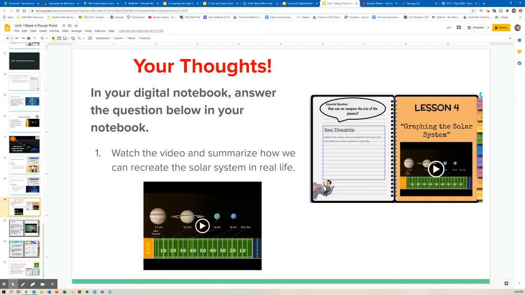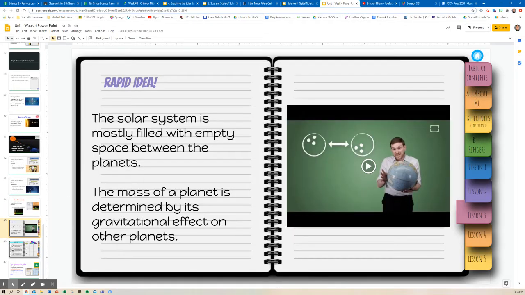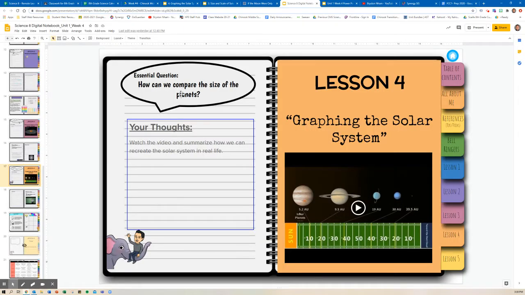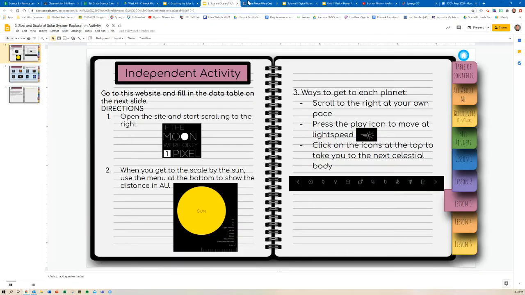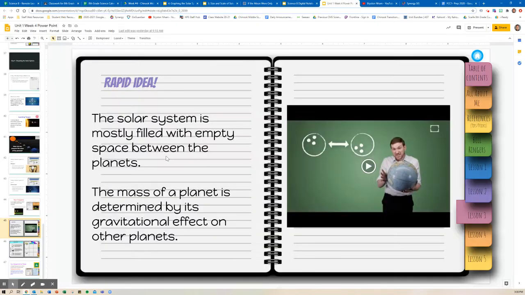Okay. And before we head into breakout groups, your next thing was your rapid idea. So this is in your digital notebook on slide 18. Okay. Your rapid idea, guys, is stating that the solar system is mostly filled with empty space between the planets. Okay? The mass of a planet is determined by its gravitational effect on other planets. So we talked about size and scale yesterday, but now today we're really going to dive into mass. And how do we determine the mass of a planet?